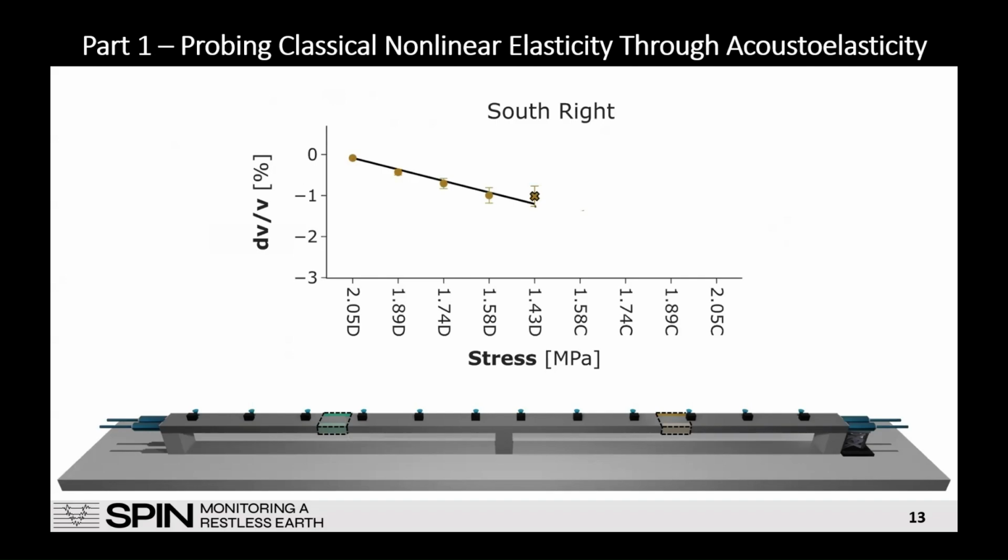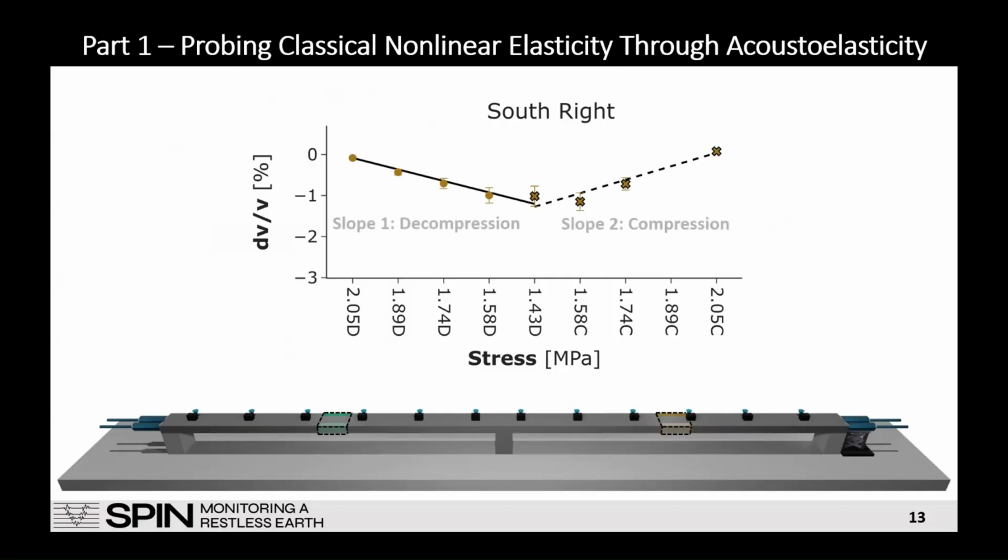So at the beginning of the experiment, we observe no velocity changes, and as long as we decrease the compression on the bridge, we can observe a decrement in the wave velocities. This is the linear model that fits the measurements. This is when we decompress the structure, and this is what happens when we compress the structure again. Those observations correspond to the south right side, so that one right here.